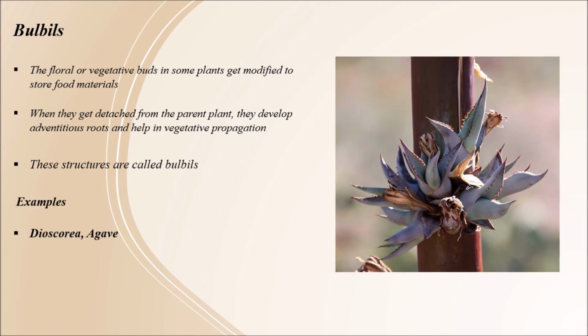So what are bulbils? The floral or vegetative buds which get modified to store food materials, and when they get detached from the parent plant, they develop adventitious roots and help in vegetative propagation. These structures are called bulbils. The structures which develop adventitious roots and help in vegetative propagation as well as storage of food materials in some plants are called bulbils. The examples for such are Dioscorea and agave. I gave the diagram of agave here.